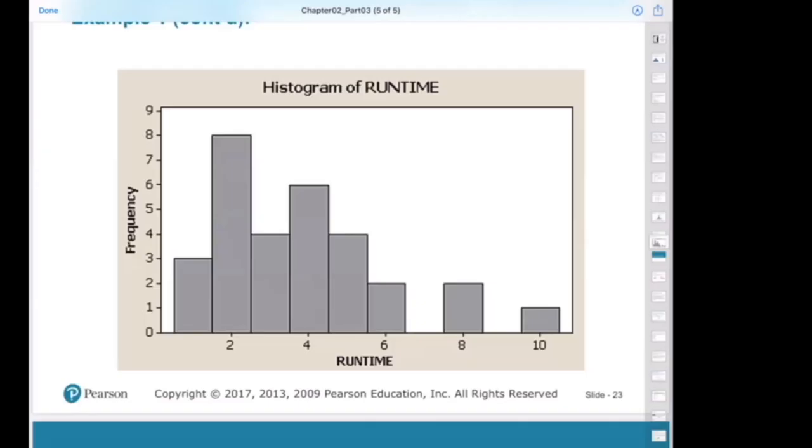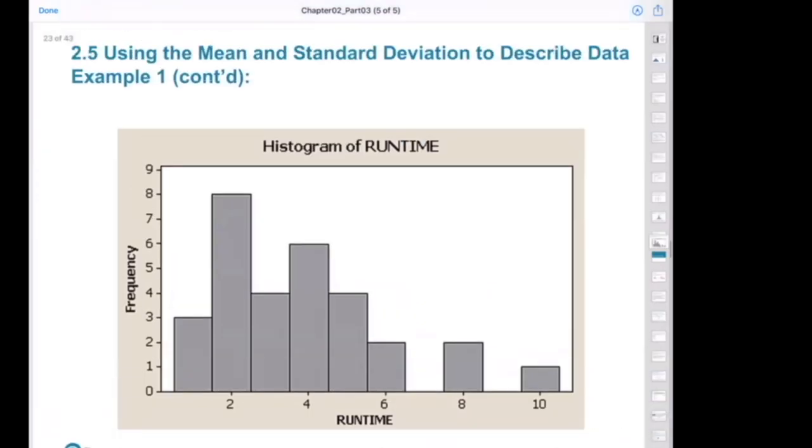How close do the percentages have to be to the empirical rule percentages to call the data symmetrical? Okay, let me return again to here.